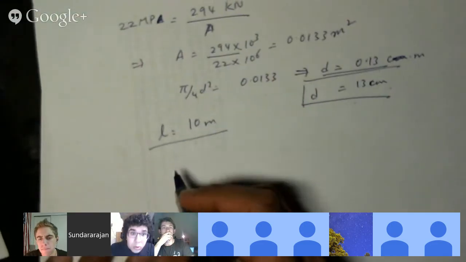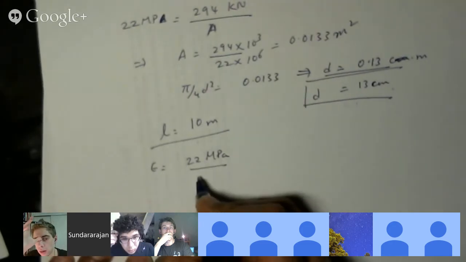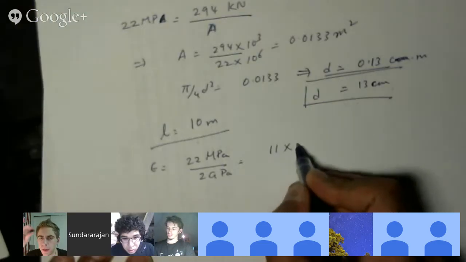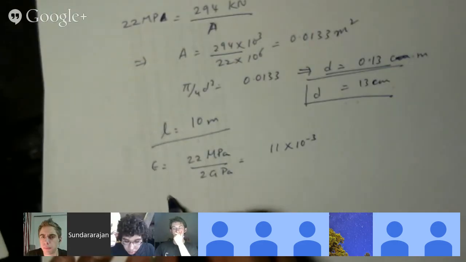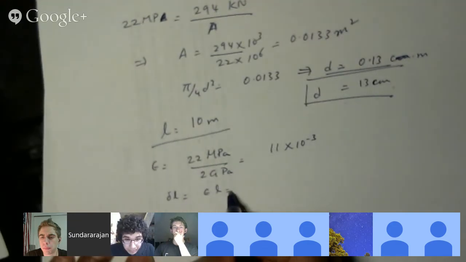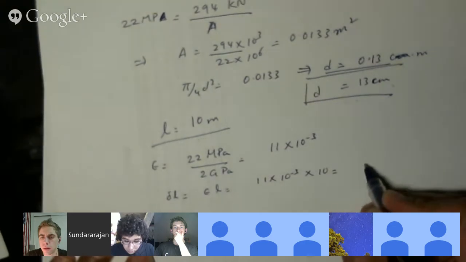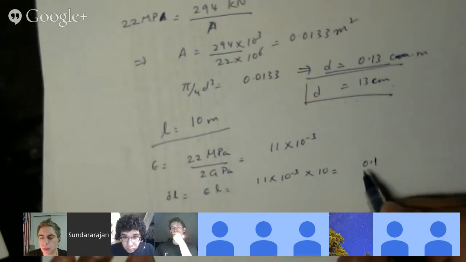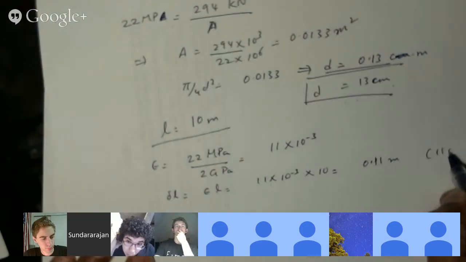Okay, so epsilon would have been 22 megapascals over 2 gigapascals. So it would have been 11 times 10 to the negative 3. So delta L would have been epsilon times L, which is 11 times 10 to the negative 3 times 10, which is 0.1. Yeah, 0.11 meters, or 11 centimeters stretch.